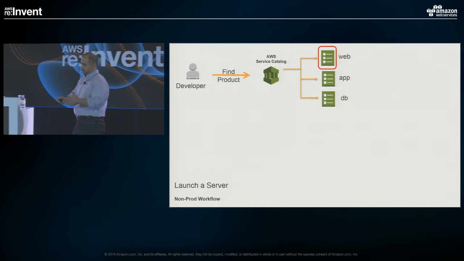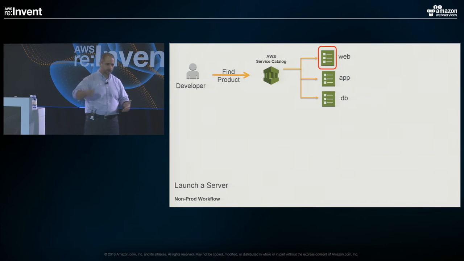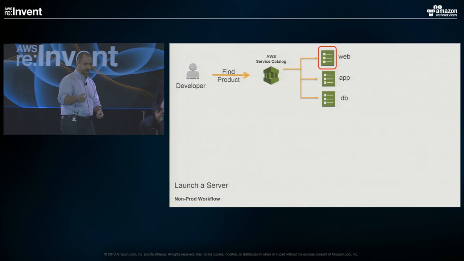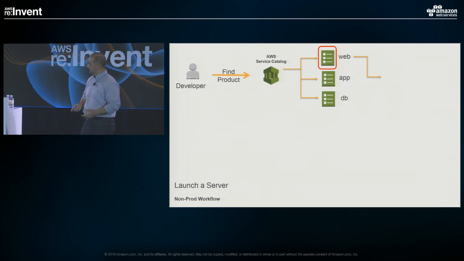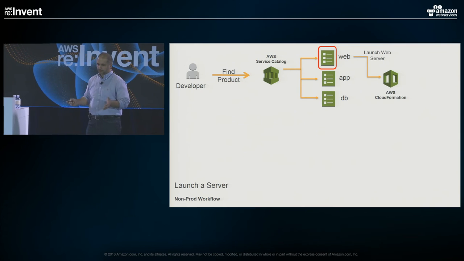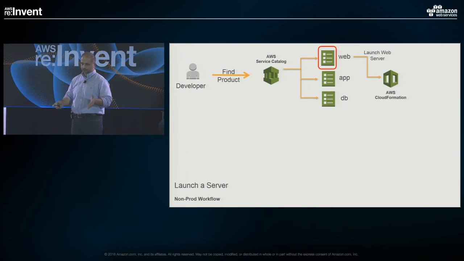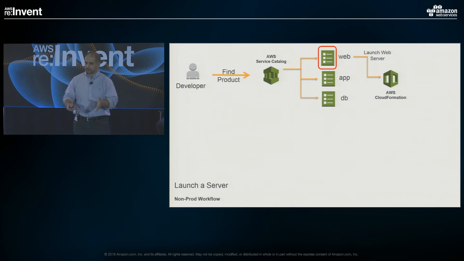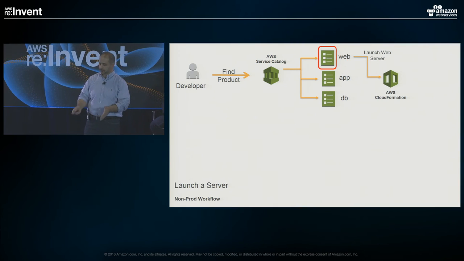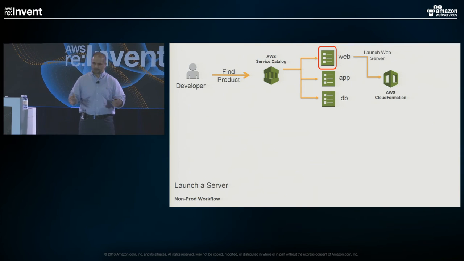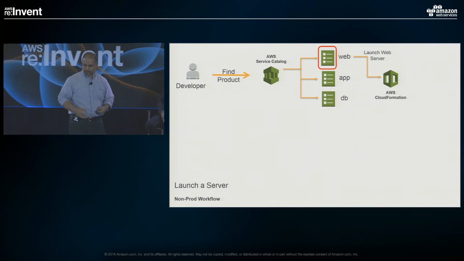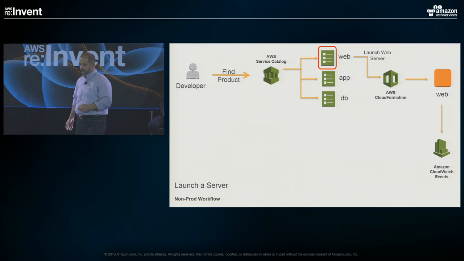Think of your network as a big puzzle, and you're making sure that you're dropping each server in the right location. So the web server launches in the back, the CloudFormation template kicks off, and the user does not have access to any of these resources. I'm a developer, I only have access to Service Catalog, and I can only launch a product. When I launch the product, I don't have access to EC2 or launching EC2. So you're limiting them in that way. That creates an EC2 instance, let's say a web server.